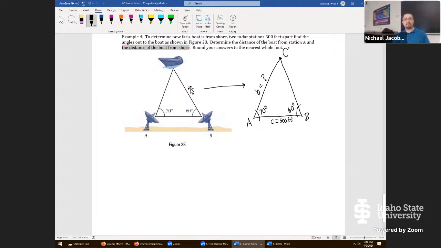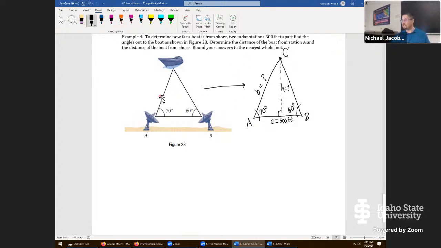And the distance from the boat to the shore. That was a little bit more annoying, because they're saying the boat is up here and the shore is down here. We have to now drop down a perpendicular, which means we have produced 90 degrees on this triangle. And this would be a side length, I'll call it H because it looks like a height of the triangle. And that's the two things we were looking for.